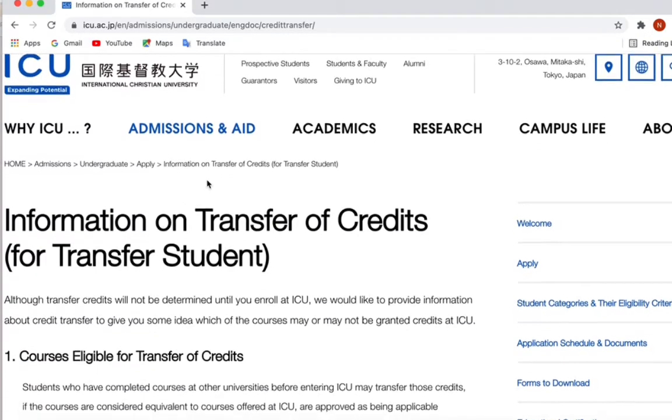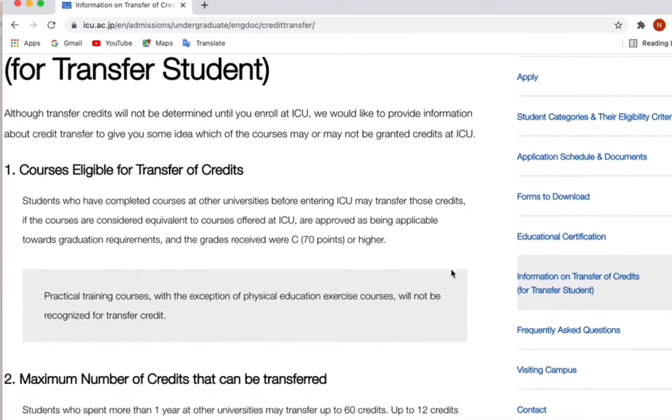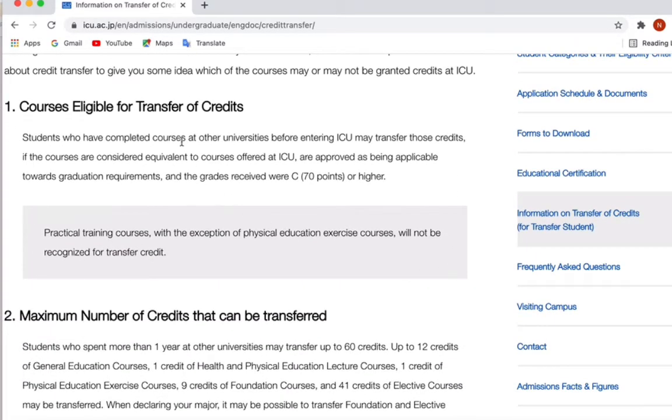So let's look at it. Although transfer credits will not be determined until you enroll at ICU, we would like to provide information about credit transfer to give you some idea which of the courses may or may not be granted credit at ICU. So, courses eligible for transfer of credits. Students who have completed courses at other universities before entering ICU may transfer those credits if the courses are considered equivalent to courses offered at ICU, are approved as being applicable towards graduation requirements, and the grades received were C.